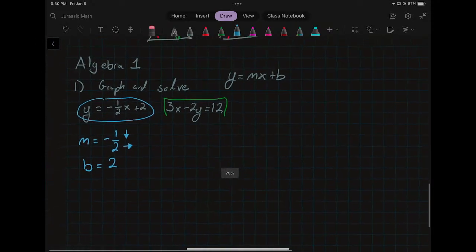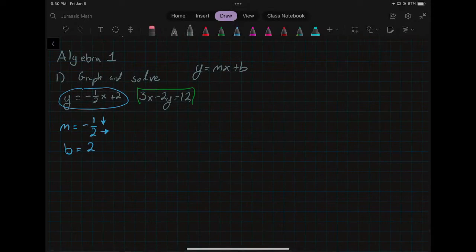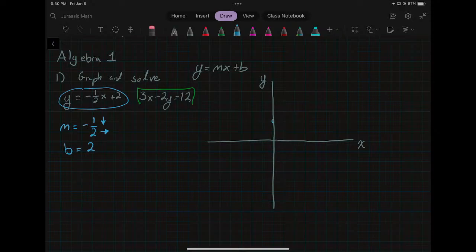So I'm going to zoom out just slightly, and I'm going to make our beautiful graph right here. So here is my XY chart. What I'm going to do is count boxes by 1. I'm going to go up 2 on the y-axis. So here's our x-axis. Here's our y-axis. I'm going to go up 2 from the center, and I'm going to put a blue dot. My slope says go down 1 box, then go right 2 boxes. So I'm going to go down 1.